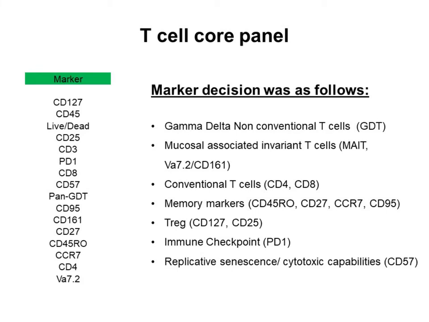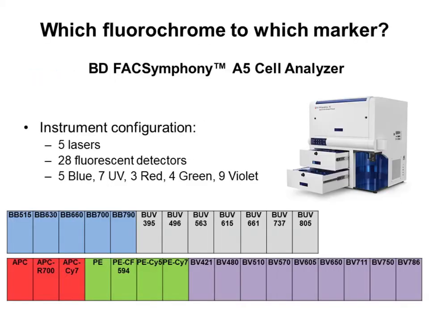Of course, some people will say they have a better marker for one population. It's perfectly fine, and we try to have here a consensus based on previous studies and from our own experience. Then, which fluorochrome you have to tag with which of the markers of interest.